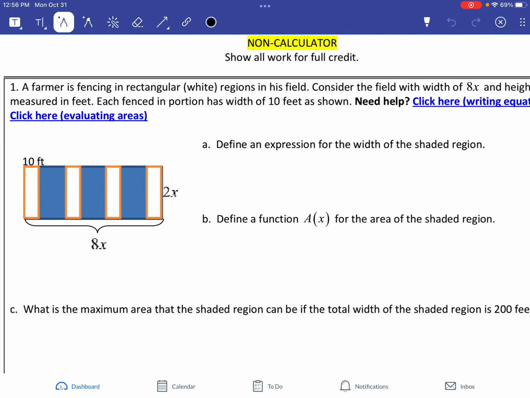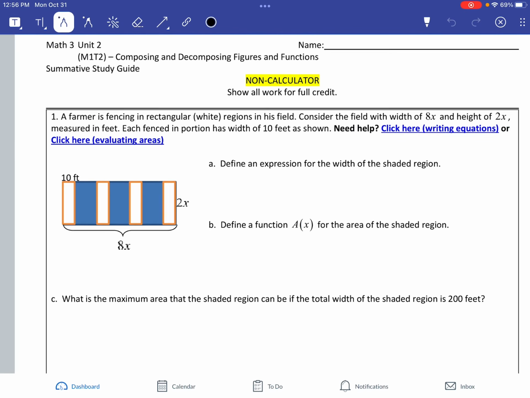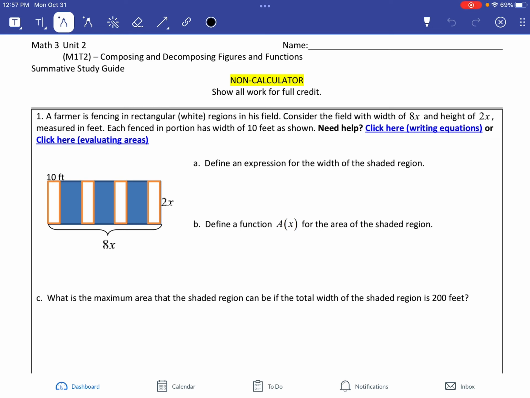So this is your Math 3 Unit 2 review for the test. In number 1, a farmer is fencing in rectangular white regions in his field. Consider the field with width of 8x and a height of 2x measured in feet. Each fenced-in portion has a width of 10 feet as shown below in the picture.